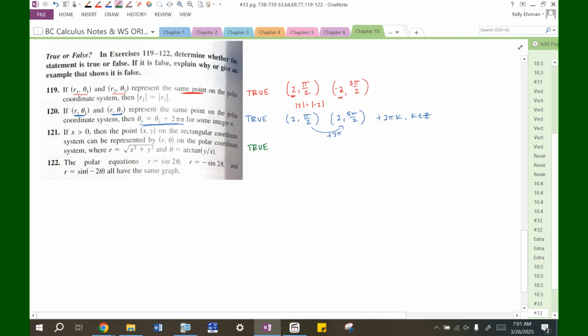These are all true. So why is number 121 true? So if x is greater than 0, so on the x-axis, you are only on this side, then the point x, y in the rectangular coordinate system can be represented by r, theta, where r is square root of x squared plus y squared. That's our formula for that. Theta is arctan y over x.